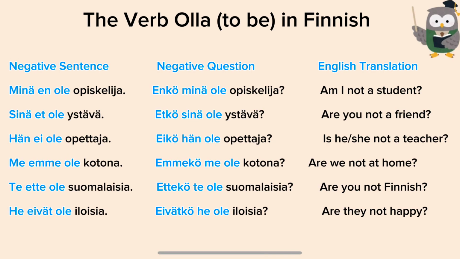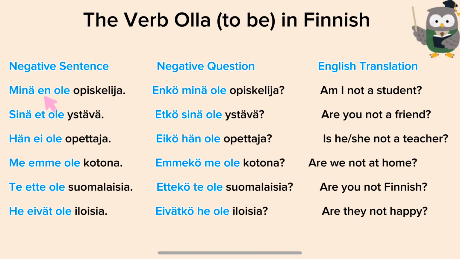Finally, let's learn how to change a negative sentence into a negative question in Finnish. It's actually pretty simple. We just add ko to the verb and make sure to keep the negative form. Let's look at a few more examples.